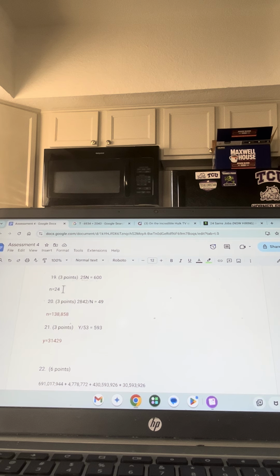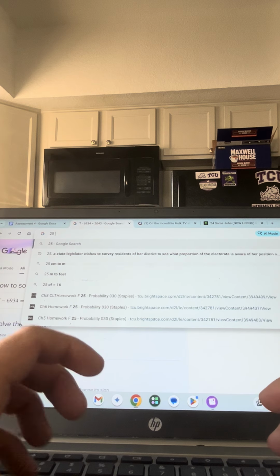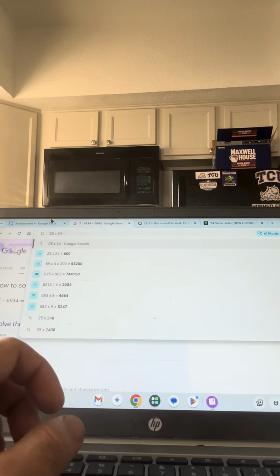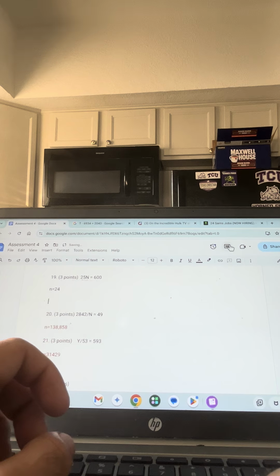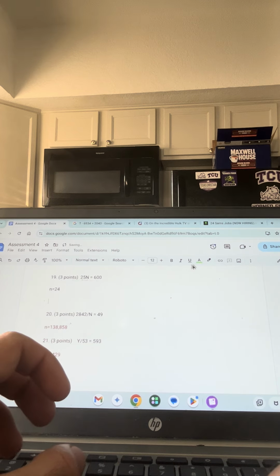Okay, 25 times y equals 600. Let's see if you got it right. Let's see, 25 times 24, which is what you put. That is 600, so that's 3 points.